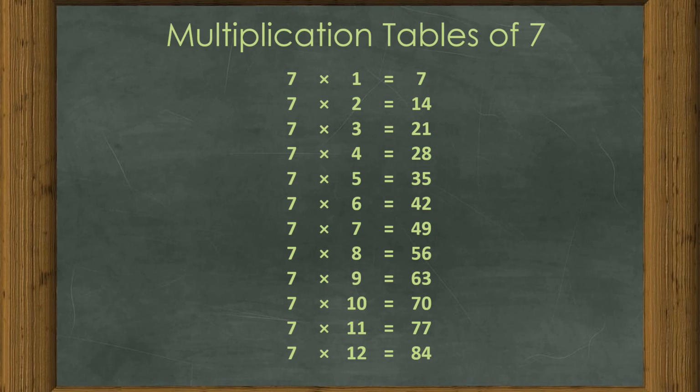7 8s are 56. 7 9s are 63. 7 10s are 70. 7 11s are 77. 7 12s are 84.